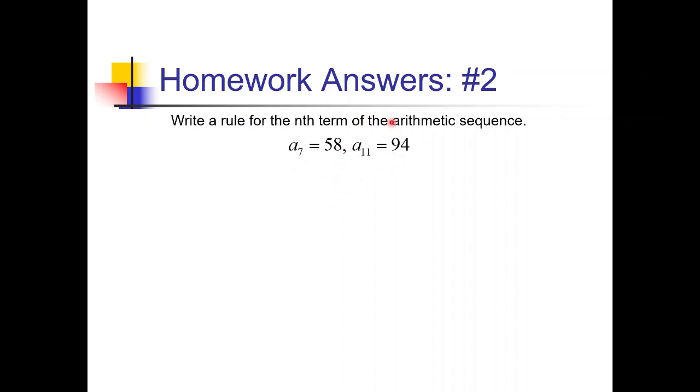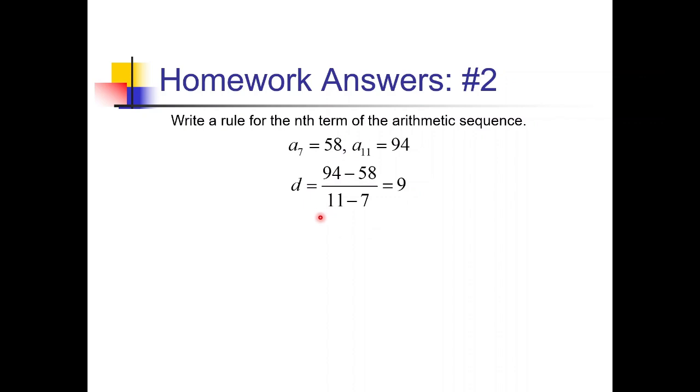So we're going to do y2 minus y1, so 94 minus 58, over the difference of the inputs, so 11 minus 7. This is 36 over 4, which I can reduce to 9. So I have my d value.